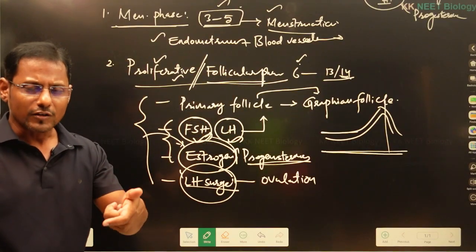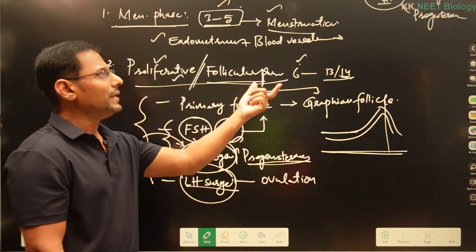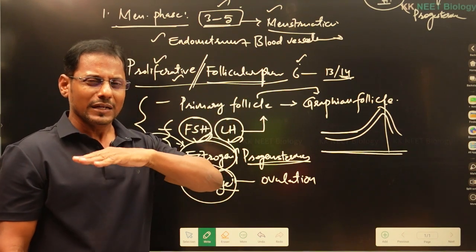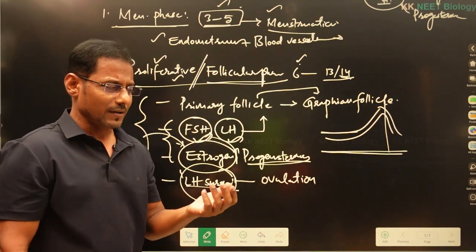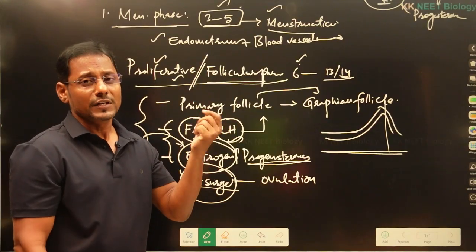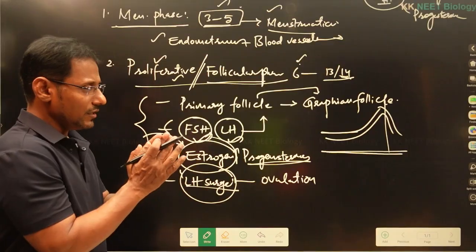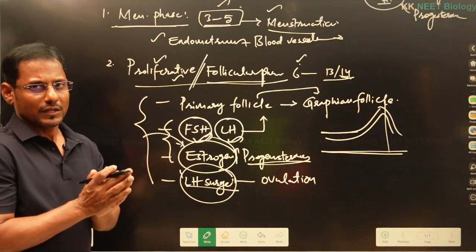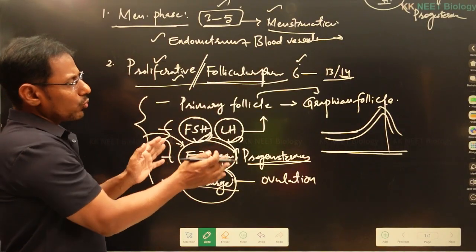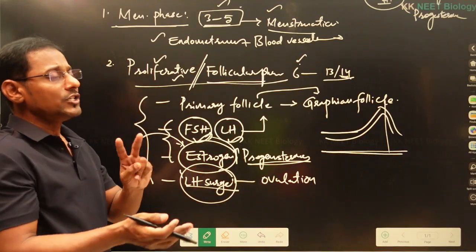So, at the end of follicular phase, what happens? This is the mid time of the menstrual cycle, or we can say before the starting of the next, that is secretory phase or luteal phase. What is happening? You must concentrate here, because these things could be asked in two ways.